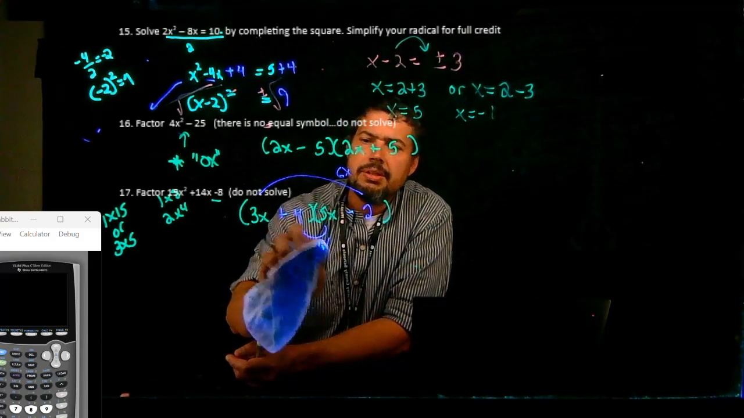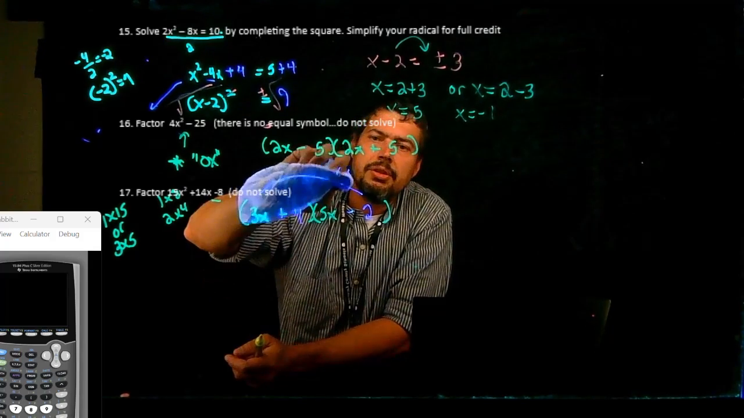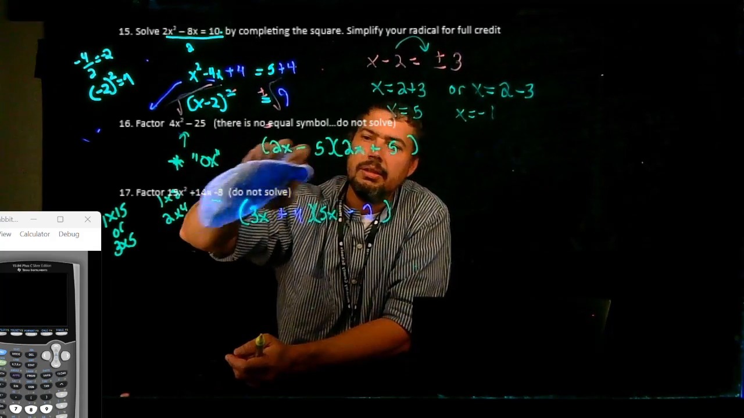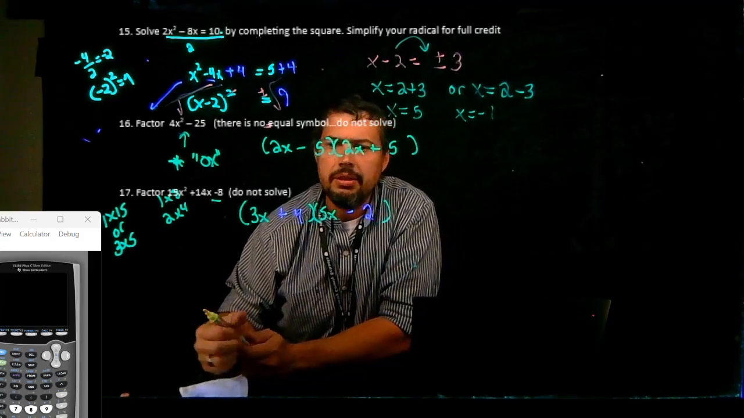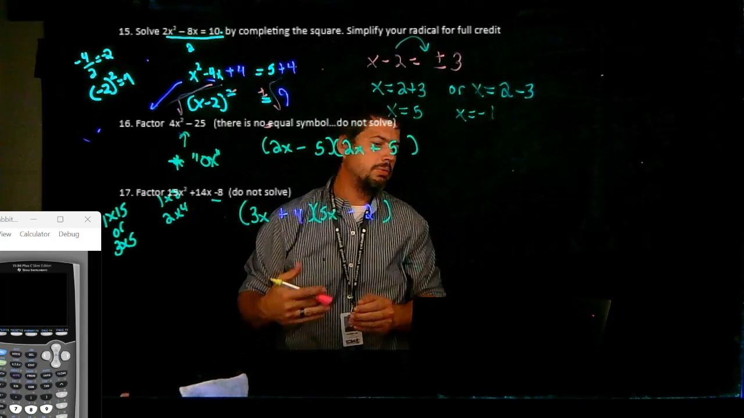And the issue you guys have with factoring is your addition and subtraction are weak, and your ability to multiply is even weaker. And again, it says do not solve.